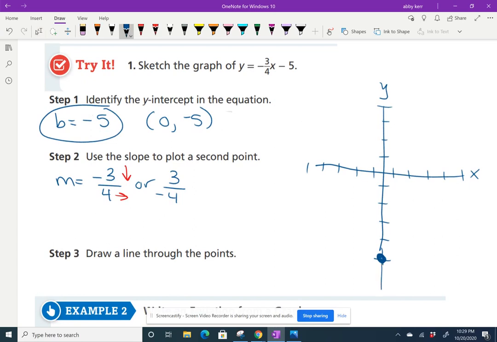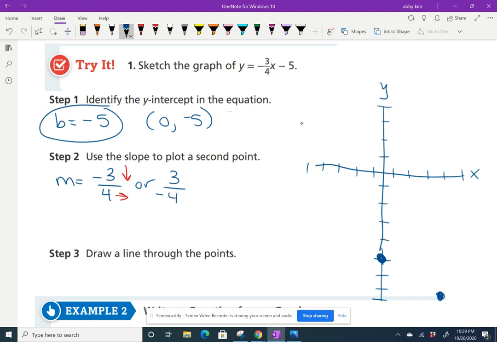So I'm going to continue my graph. 1, 2, 3 spots down. And then 1, 2, 3, 4, 5. Let's do that again. 1, 2, 3, 4 spots to the right.